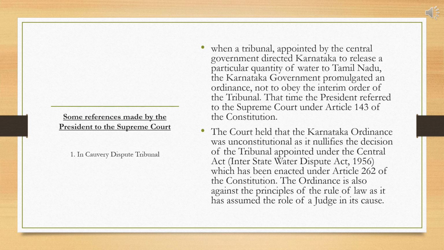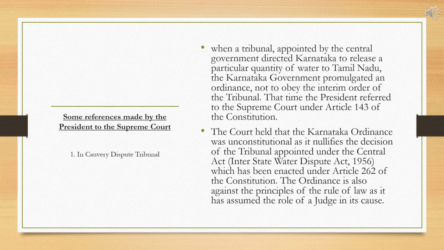Now, to know more about what this reference means, let me explain some examples. First, we will look at how the reference was made in the Kaveri dispute. In this Kaveri dispute, there was a tribunal appointed by the central government, and the tribunal directed Karnataka state to give a particular quantity of water to Tamil Nadu state. But the Karnataka government passed an ordinance in their state assembly not to obey this tribunal's interim order.